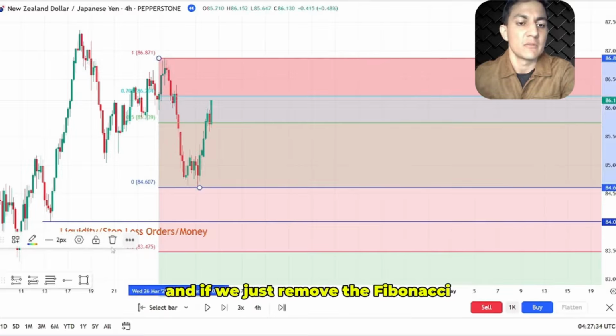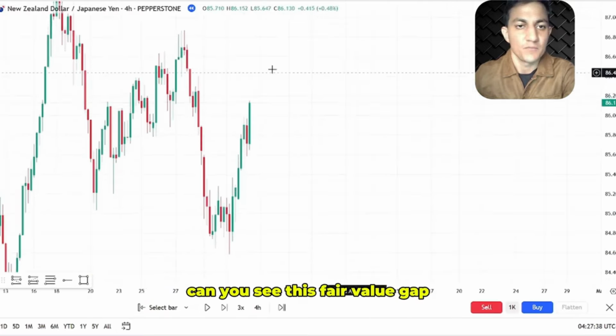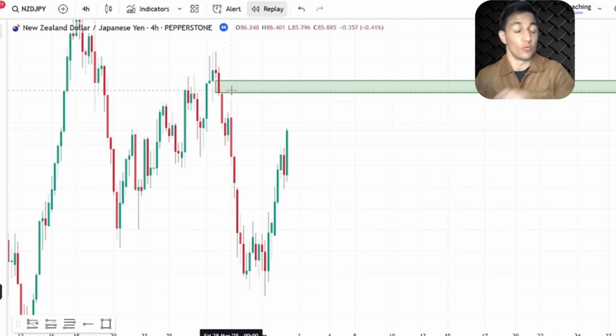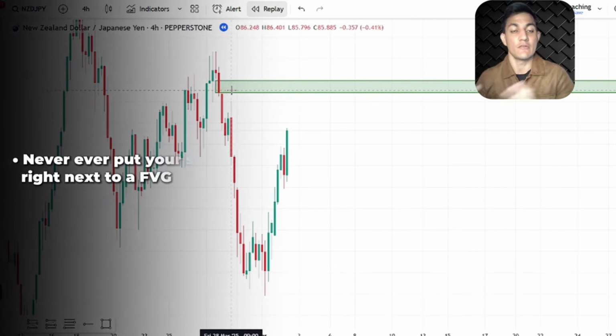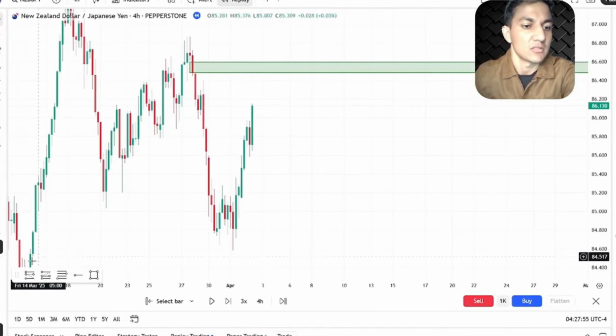And if we just remove the Fibonacci, another thing, and this is some of your notes right here, can you see this fair value gap? Never, ever put your stop loss right next to a fair value gap. Really important that you want to write that down. Never put your stop loss right next to a fair value gap, because let's just imagine you did this.